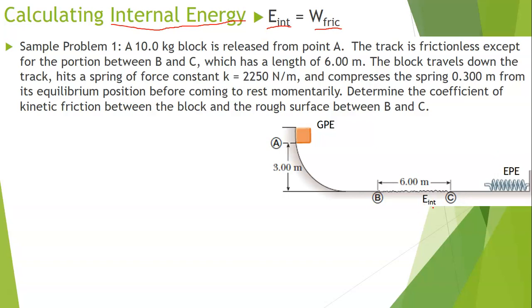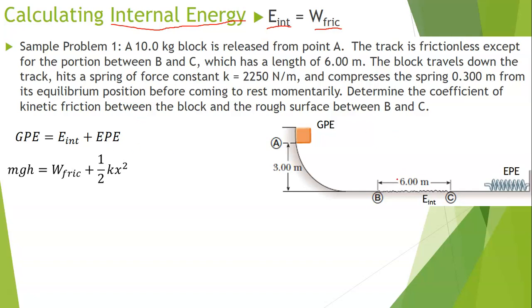This internal energy is considered to be in the final scenario because it is still in the system when the block hits this point. So we want to set GPE equal to E int plus EPE. Then we can plug in the formulas that we know for those types of energy. GPE equals mgh, the internal energy is going to be the work done by friction, and the elastic potential energy is 1/2 kx squared.